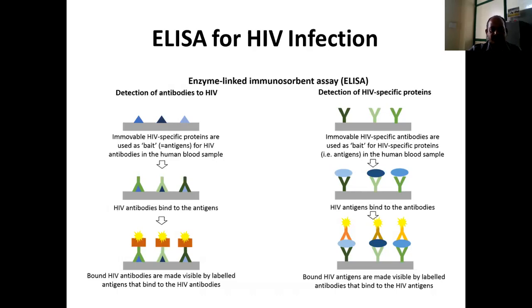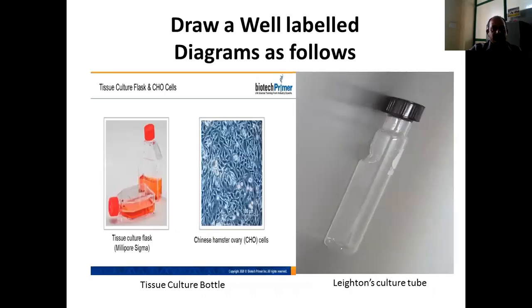In case of specific protein detection, immobilized HIV-specific antibodies are used as bait for the HIV-specific protein, that is the antigen. In the human blood sample, HIV antigen can bind to the antibodies, and bound HIV antigens are made visible by labeled antibodies that bind to the HIV antigen. These are the ELISAs for HIV.